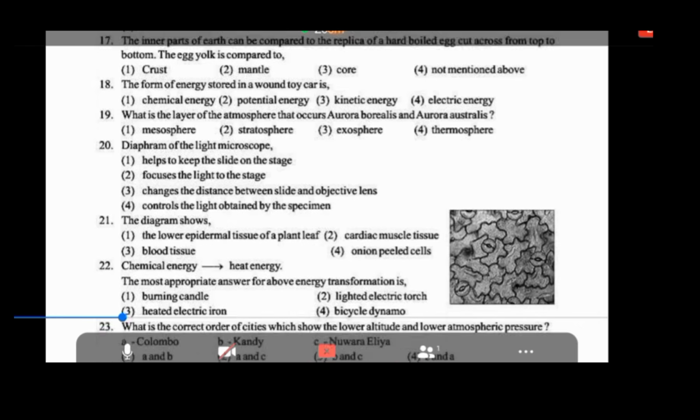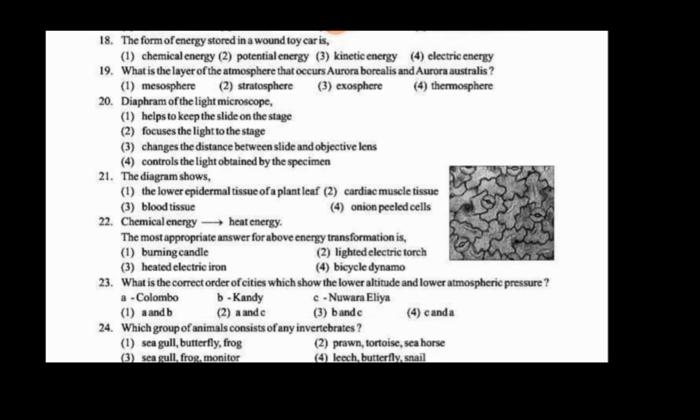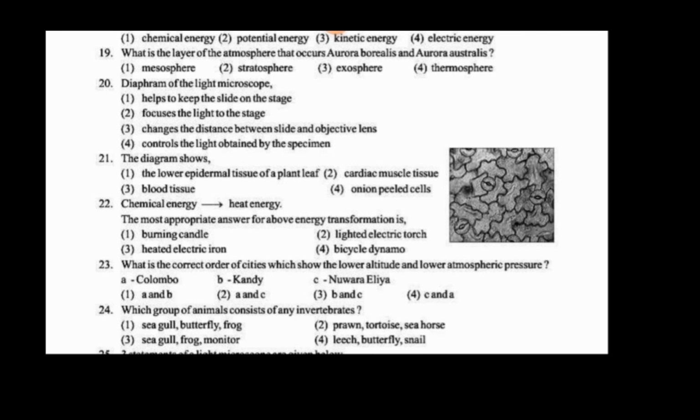The next one, diaphragm of the light microscope, right? Helps to keep the slide on the stage, that is stage clips. Focus the light to the stage, mirror. Change the distance between the slide and objective lens, that is not the diaphragm. Answer number 4, controls the light obtained by the specimen, that is done by the diaphragm. So for the 20th question, the answer should be the fourth answer.